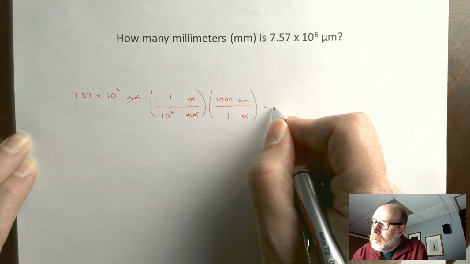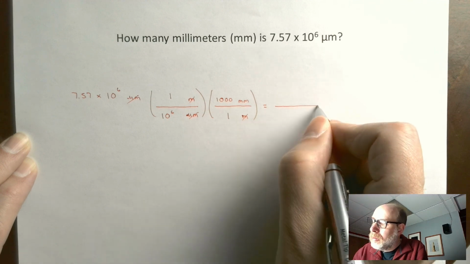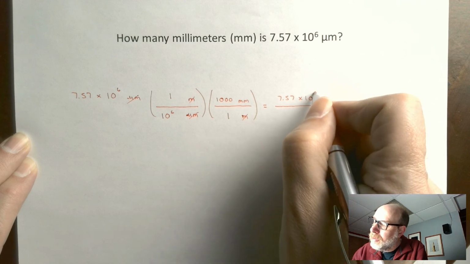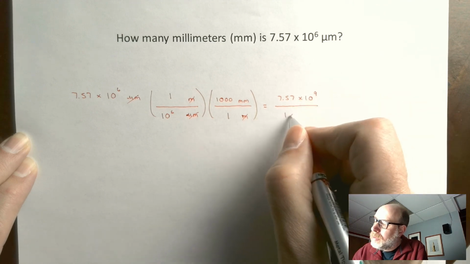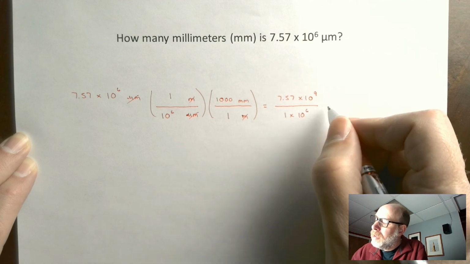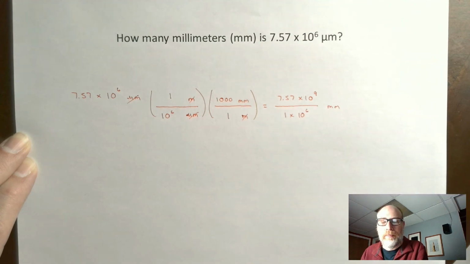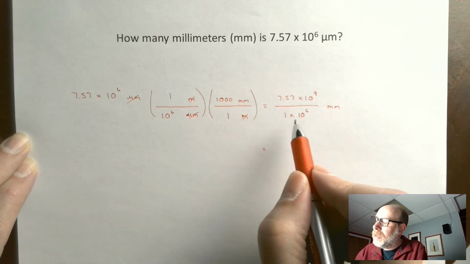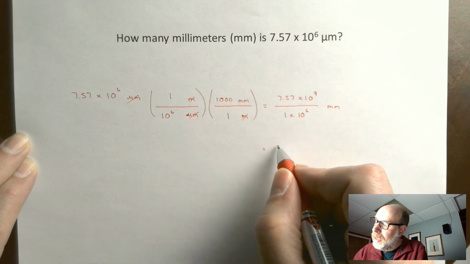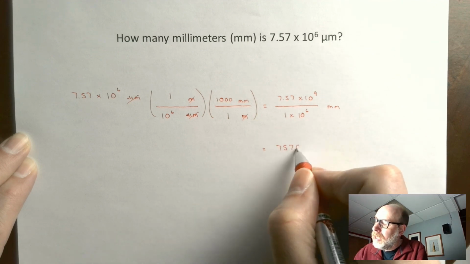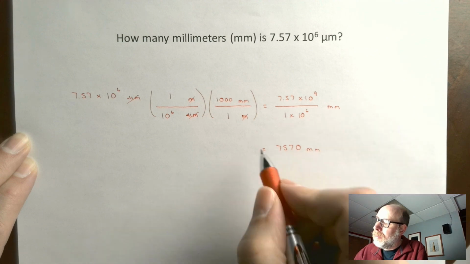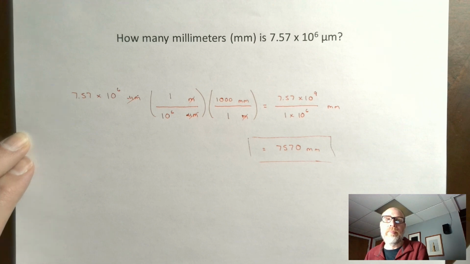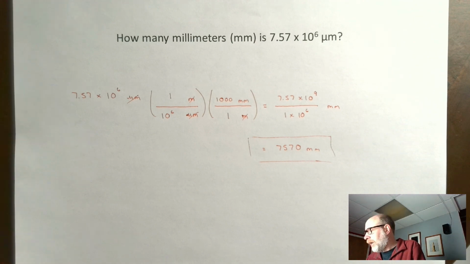And so I get 7.57 times 10 to the 9th over 1 times 10 to the 6th, and that unit is millimeter. Now when I divide those two things, 7.57 times 10 to the 9th over 1 times 10 to the 6th, I get 7,570 millimeters. Not terrible, right? Let's try just one more.